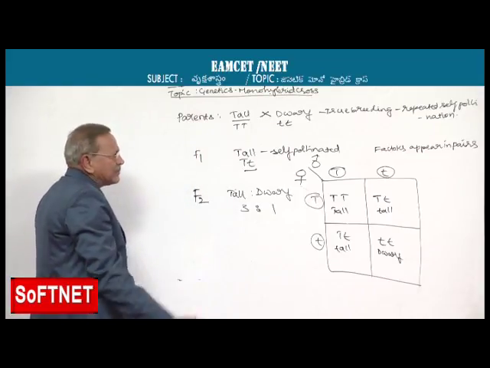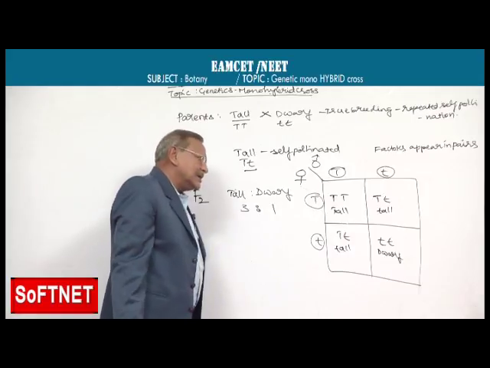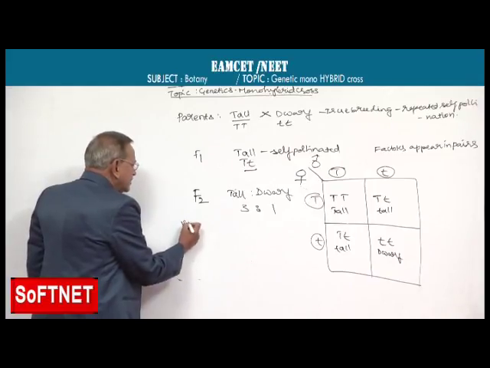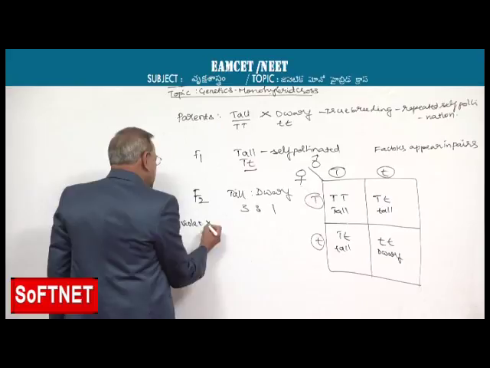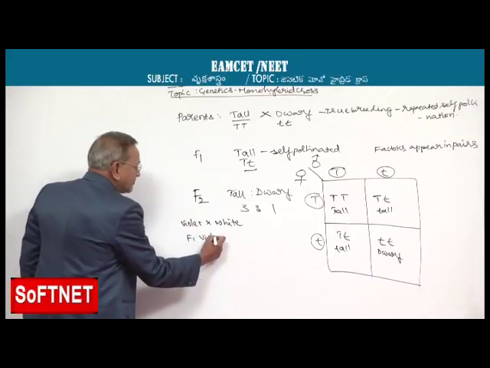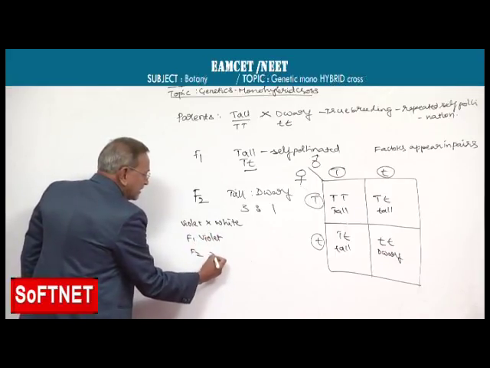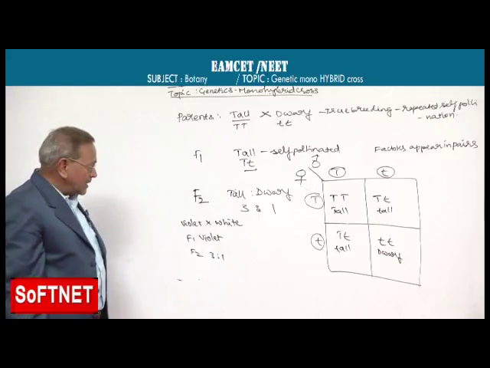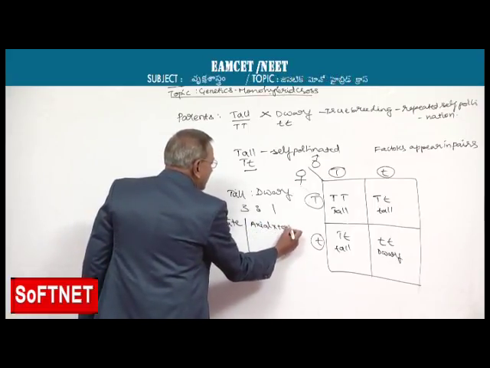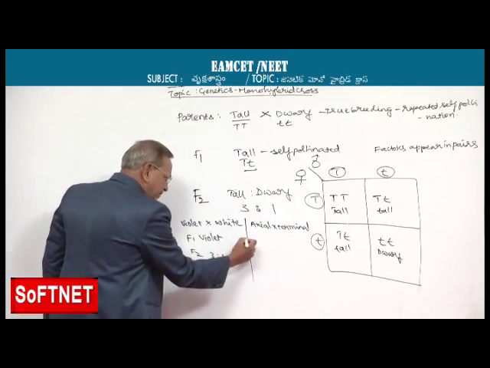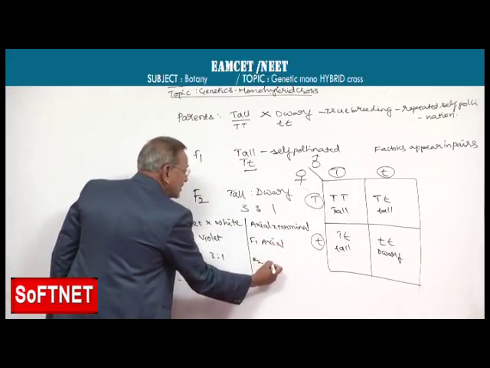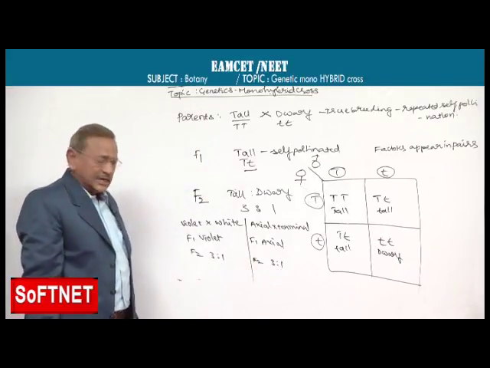When he carried out the same kind of monohybrid cross with other traits of the pea plant, like violet flower crossed with white flower, all F1 were violet. In F2, he obtained violet to white in a 3:1 ratio. Similarly, with axial flowers and terminal flowers, the F1 progeny were all axial flowers. In the F2 progeny, they appeared in a 3:1 ratio.